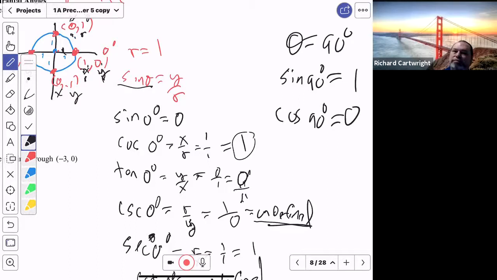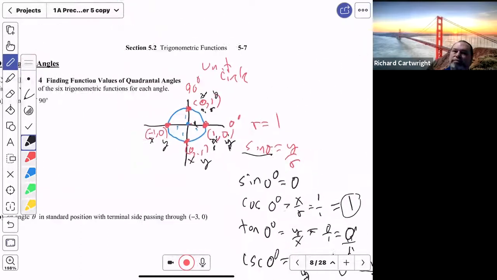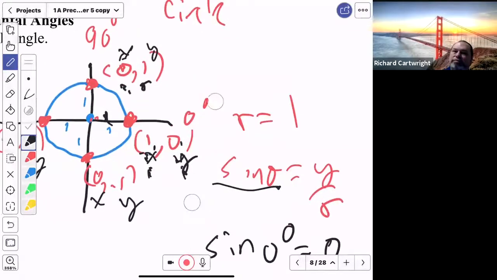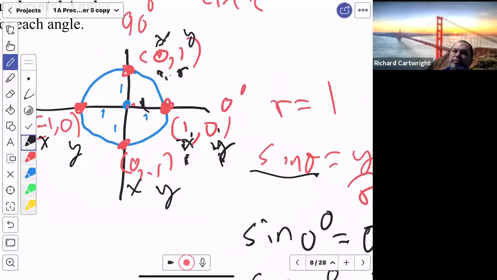Okay? So I'm going to break some secret with you here. And don't tell nobody, because this is private information. If you really want a shortcut, the y value always is your sine when it's on the unit circle.